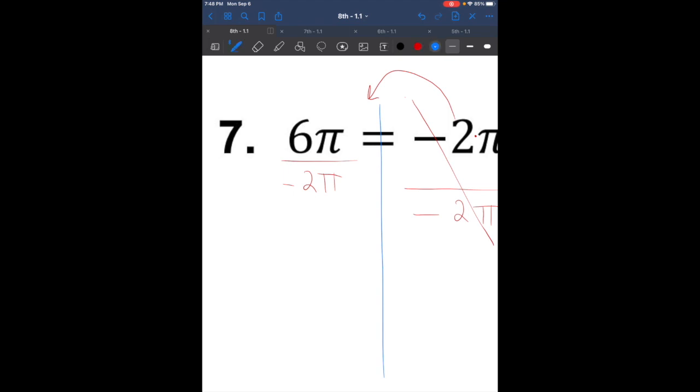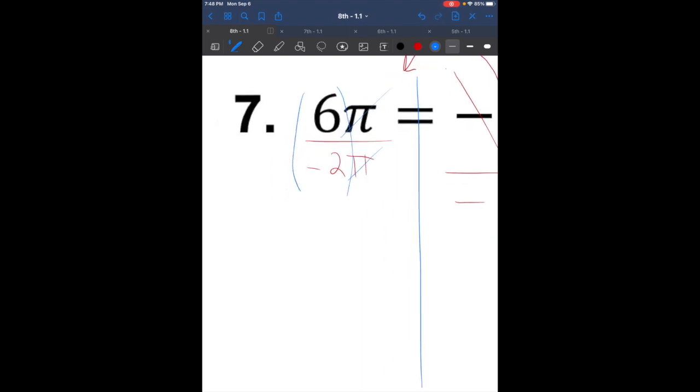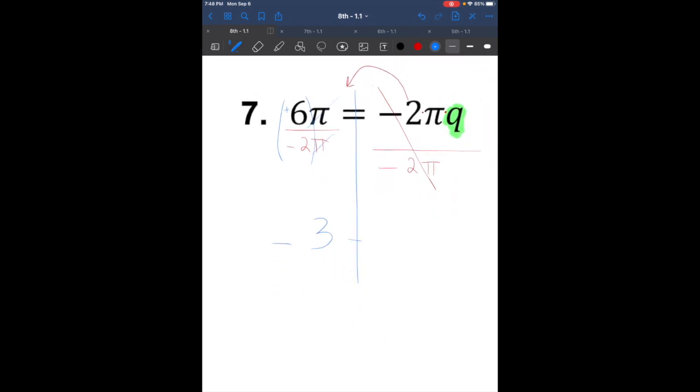Well, we do know that we're going to simplify some things, so let's just start off right here. We can cross that off right away. So pi divided by pi is just going to cancel itself off. So now all you have to do is 6 divided by negative 2. We know they're different signs, so we know our answer is going to be negative. So 6 divided by 2 gives us 3. We know our answer is negative 3. So negative 3 is equal to Q, so drop down your variable, the letter Q.